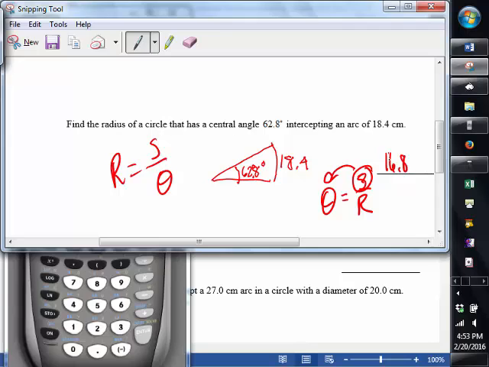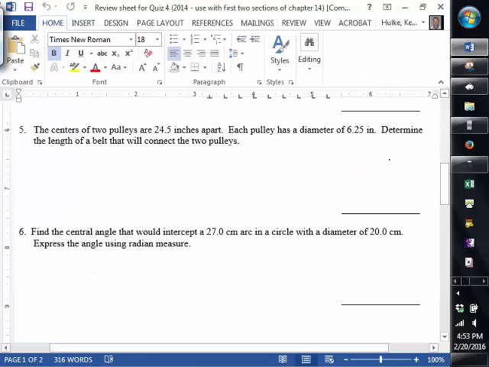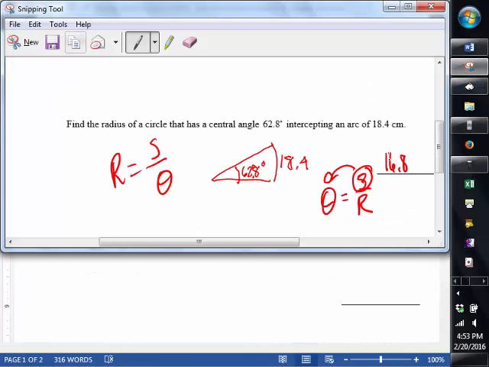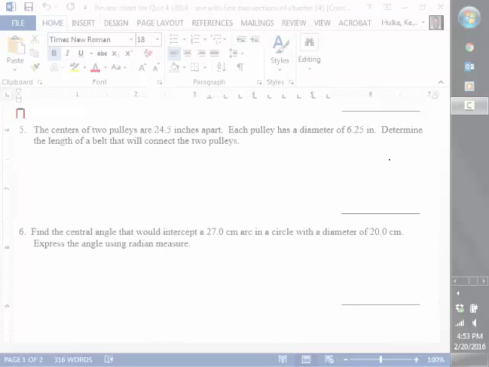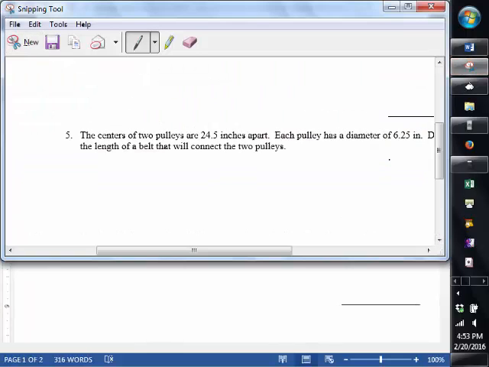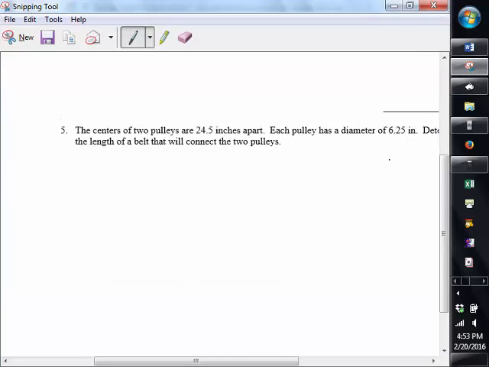Next one. The centers of two pulleys are 24.5 inches apart. Each pulley has a diameter of 6.25 inches. Determine the length of the belt. Okay.